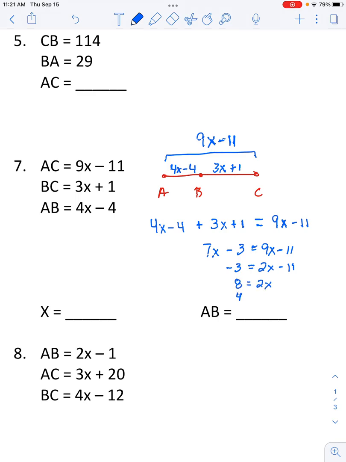Lastly, dividing by 2, the value of x, the unknown variable, must be 4. That's not the length of any part of these segments. It's just what the variable is. So if I want to find the length of AB, plug 4 into x for AB. So 4 times 4 is 16, minus 4 is 12.